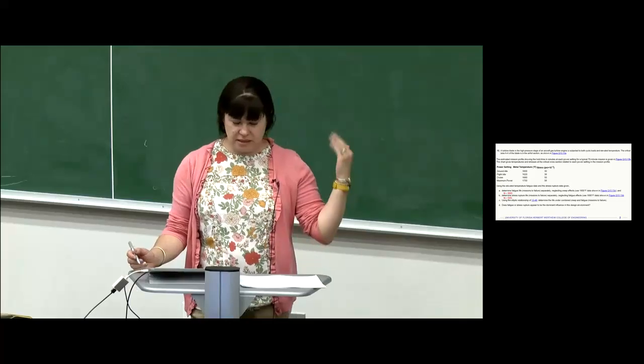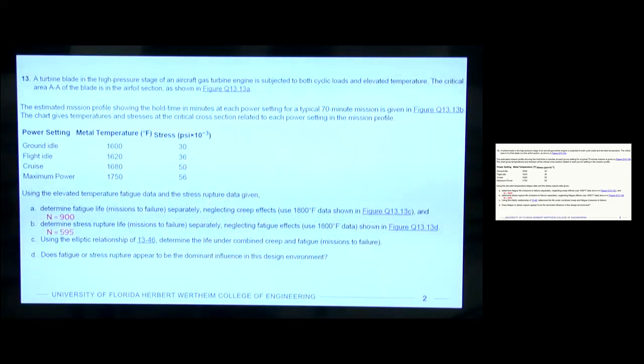This is just a slide that has the problem statement on it. We're working with the turbine blade in the high pressure stage of an aircraft gas turbine engine. It had cyclic loading and also elevated temperature. It told us that at a critical area, there are 4 power settings, and each one was associated with a distinct stress and temperature.